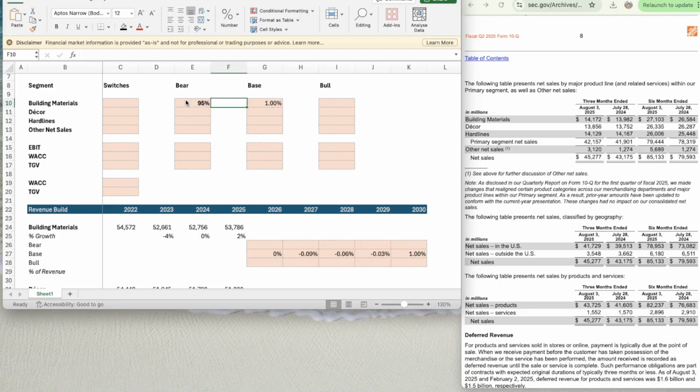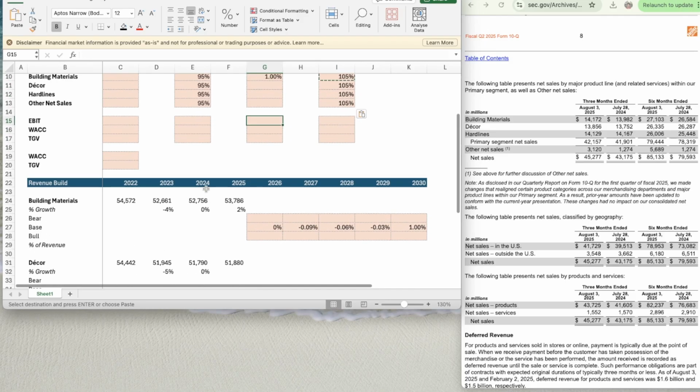We do that for all of them. And we put the bull as 105%. So, I mean, if it's a 1% growth rate, we'll say it's going to be 0.95% on the bear case and 105% on the bull case. I mean, Home Depot is a very mature company. It's probably not going to differ too much from that, really.